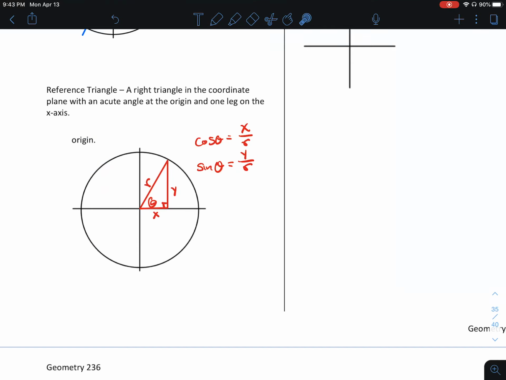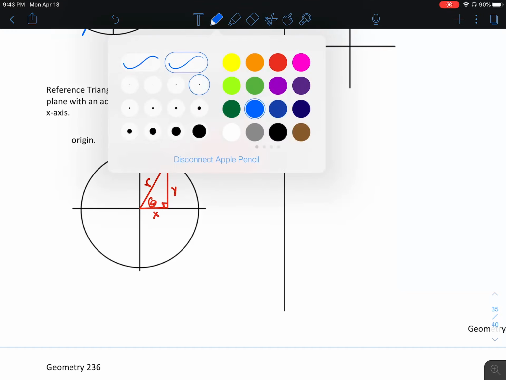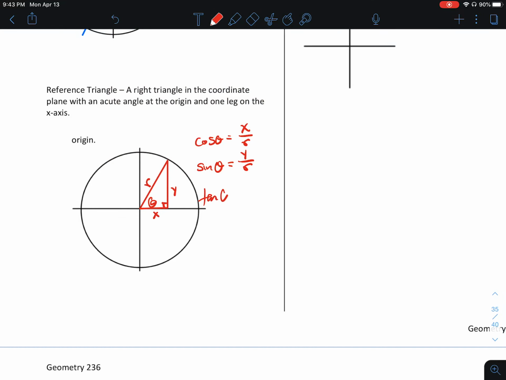So what I would like you to memorize is that if you have a reference triangle drawn in the coordinate plane, cosine of theta is x over r, sine of theta is y over r. Along with this is tangent. Tangent is the opposite leg, which is y, over the adjacent leg, which is x. Since theta is the reference angle, y and x will always be the opposite and adjacent legs, respectively. Let's see if we can apply this.